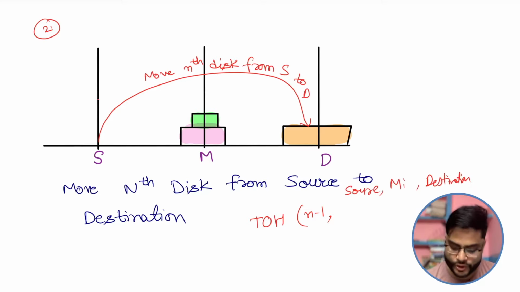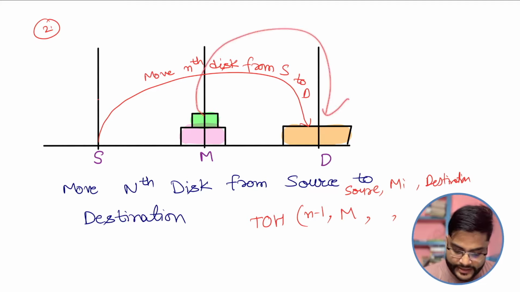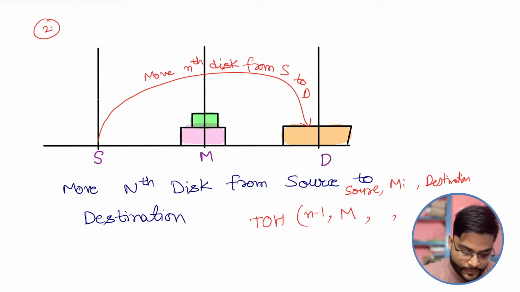So what will be my source in this case? My source will be nothing but middle, right? Now, what is my destination? My destination is nothing but D. So I will write D here.